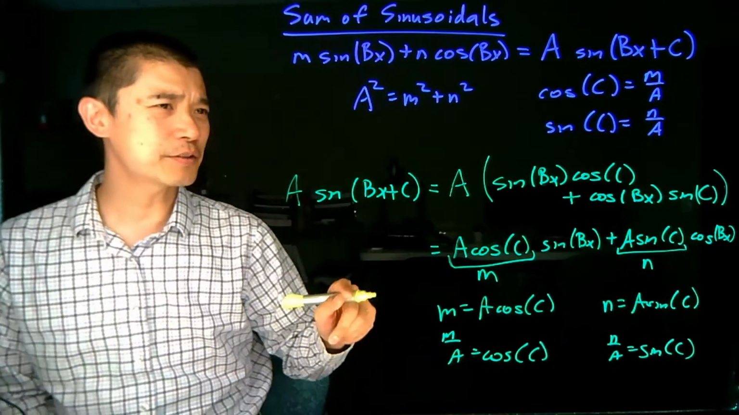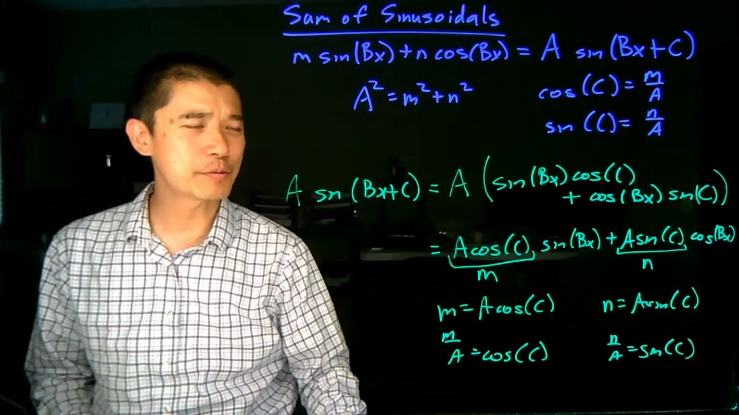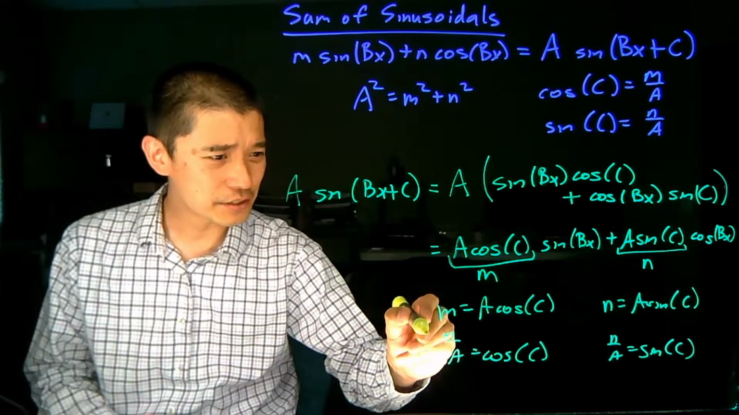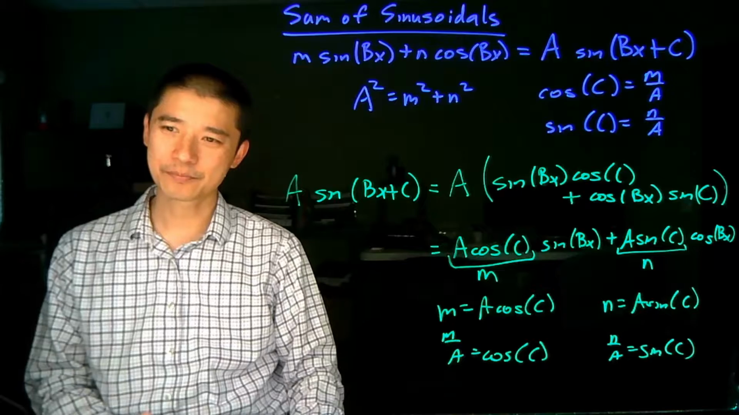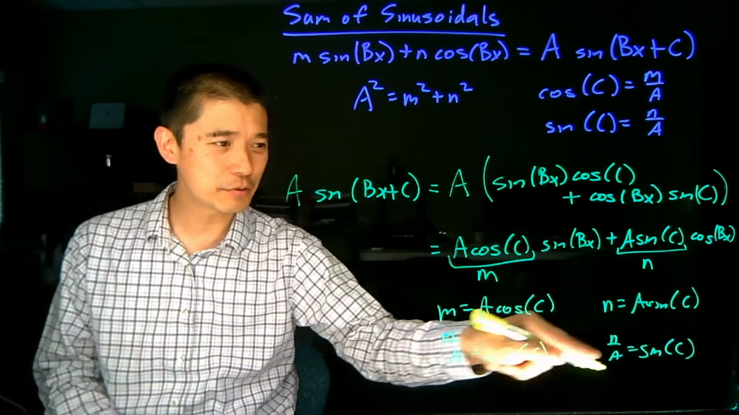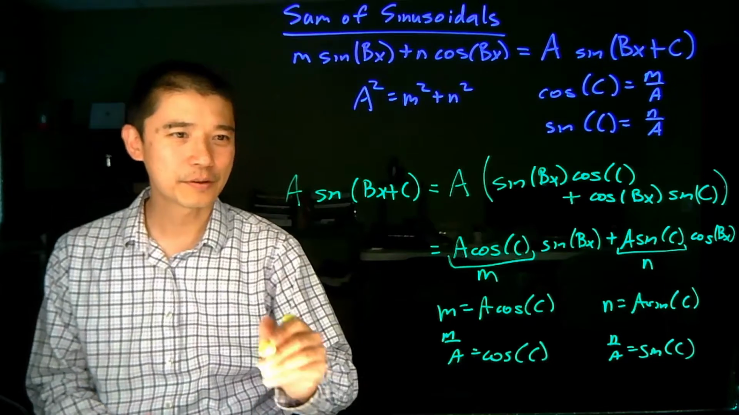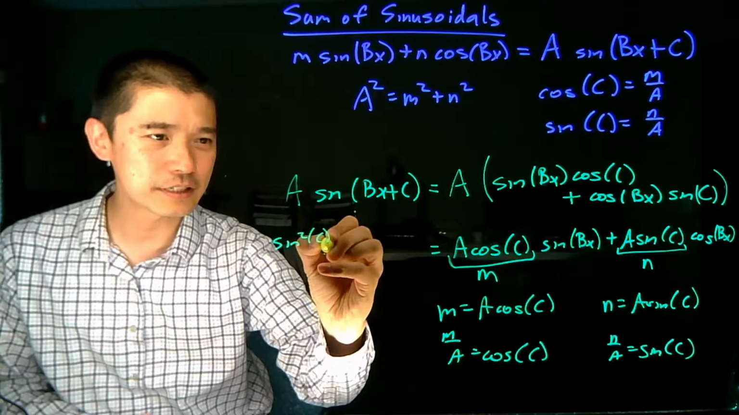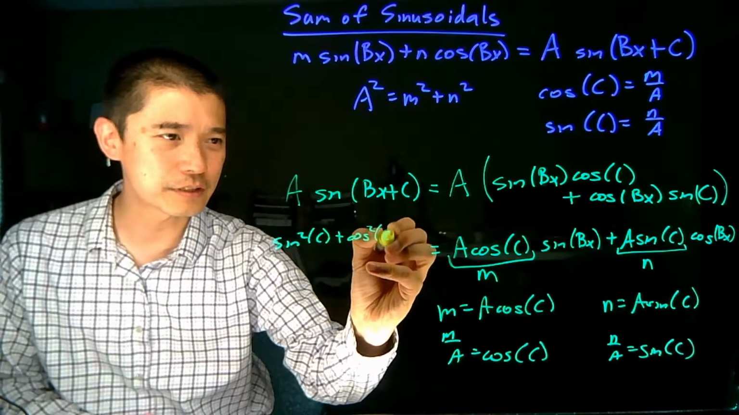But that still leaves us with the question, what about a squared equals m squared plus n squared? Where does that come from? Well, it's actually just a rearrangement of these two expressions. The trick here is to use the Pythagorean identity, sine squared plus cosine squared equals 1. So I'll slide it in over here: sine squared c plus cosine squared c equals 1.